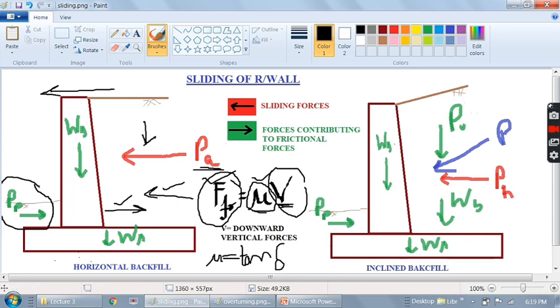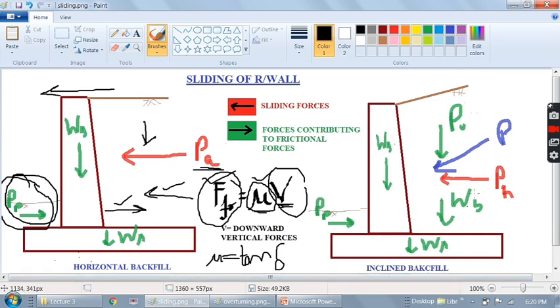I should not call it frictional. It is basically the reactive force against the sliding force, which is the passive earth pressure, which is clearly on the opposite side as PA. But as we are already ignoring it earlier, we can or cannot ignore it here also. So the sliding force is this, and the forces contributing to frictional forces are all the vertical forces and the passive earth pressure.